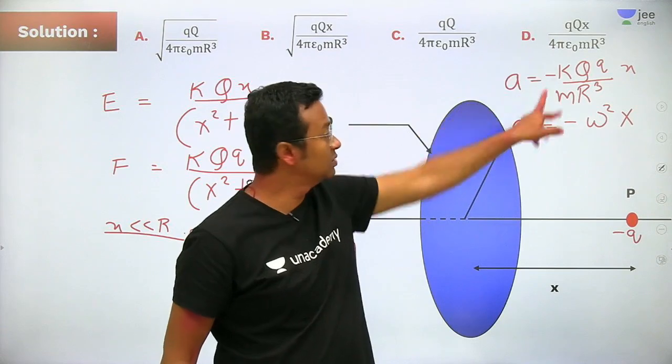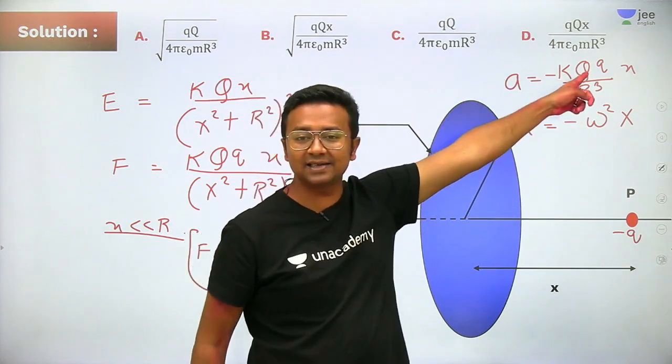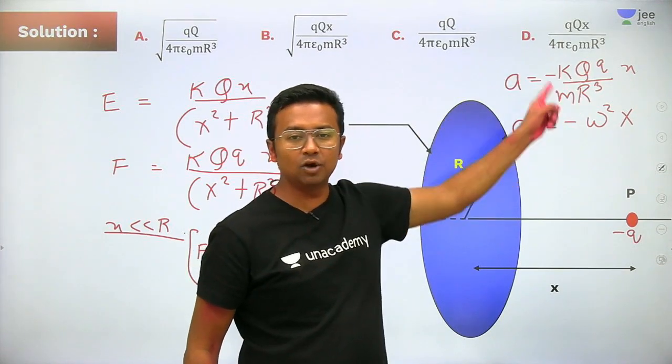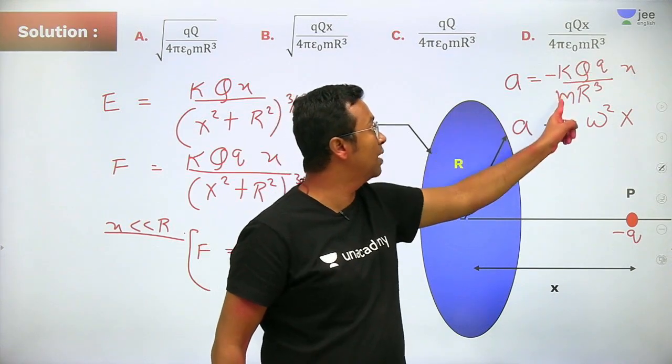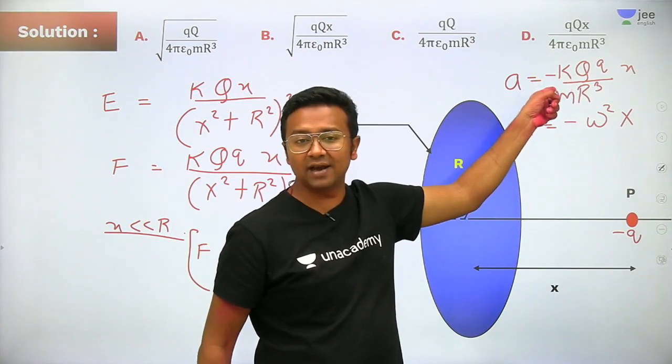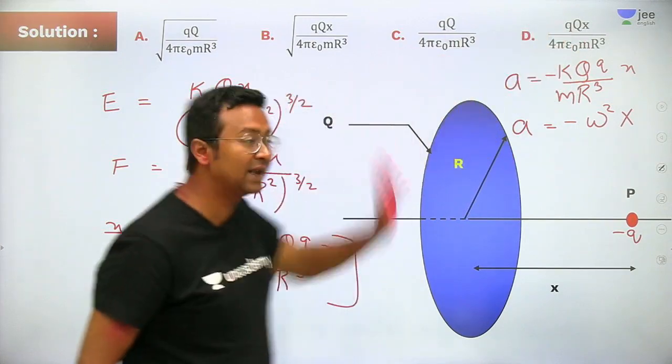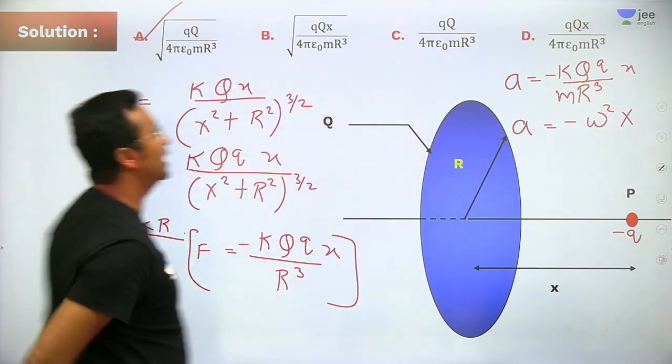We can compare these two with the general formula of SHM, and in this case what has happened? Omega square will be equal to what? Root over KQQ upon m r cube. K is 1 divided by 4 pi epsilon naught. Very clear? Chalo. Option A is the correct answer.